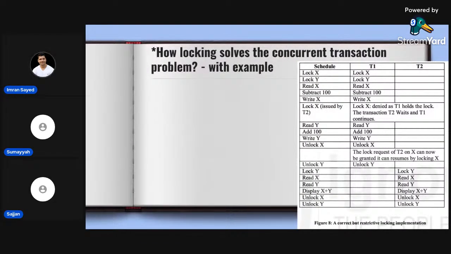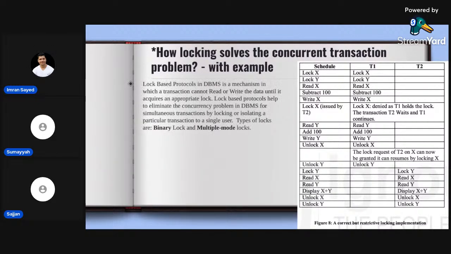Okay, how locking solves the concurrent transaction problem? I think we already did this, haven't we? No, we haven't, right? Okay, so Maya, let's read this and then we'll call it a night.